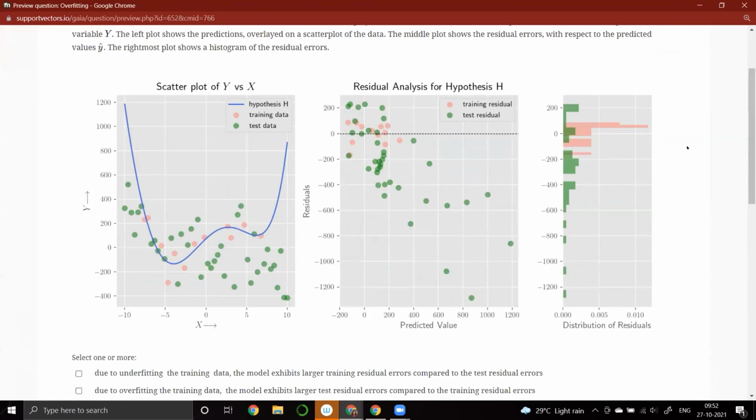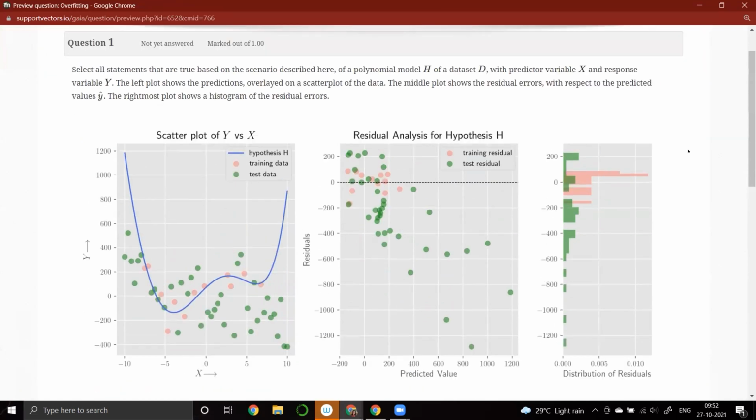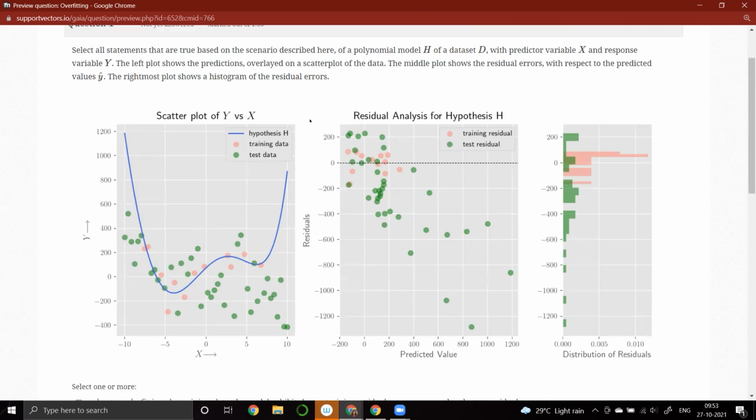Okay, question 6. Select all statements that are true based on the scenario described here of a polynomial model H of a data set D with predictor variable X and response variable Y. The left plot shows the predictions overlaid on the scatter plot of the data. The middle plot shows the residual errors with respect to the predicted values Y hat. The rightmost plot shows the histogram of the residual errors.